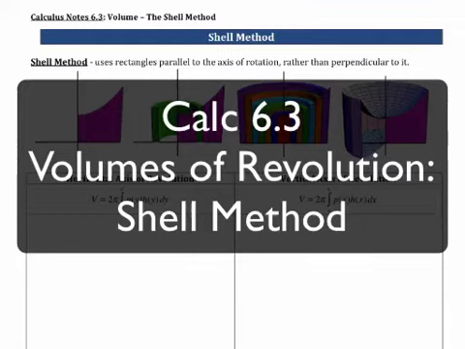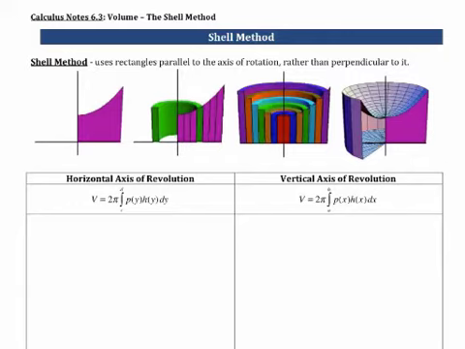Hello everyone and welcome to our calculus notes for 6.3. Today we're talking about finding volumes of rotational solids using the shell method. So the shell method uses rectangles that are parallel to the axis of rotation rather than perpendicular to it.